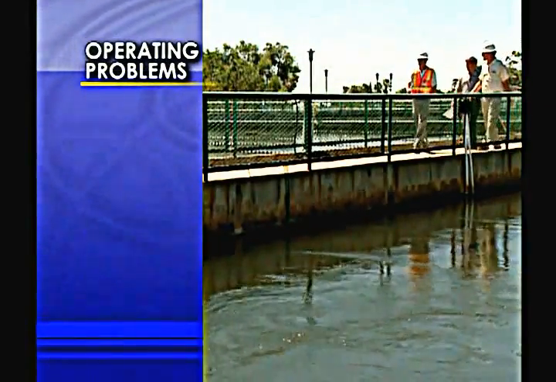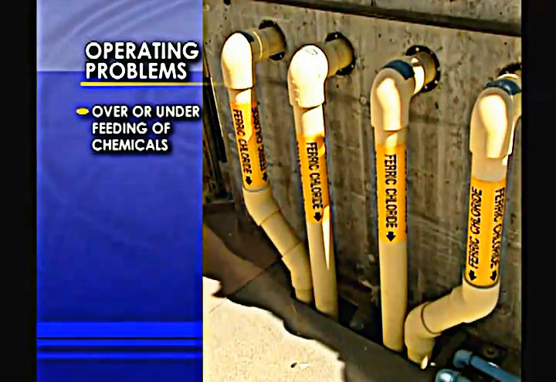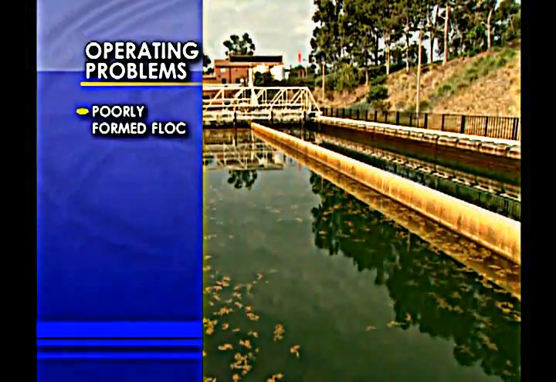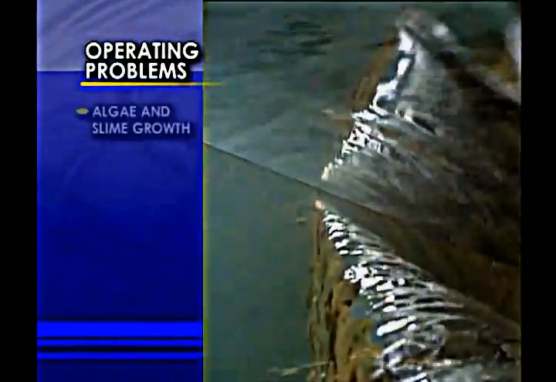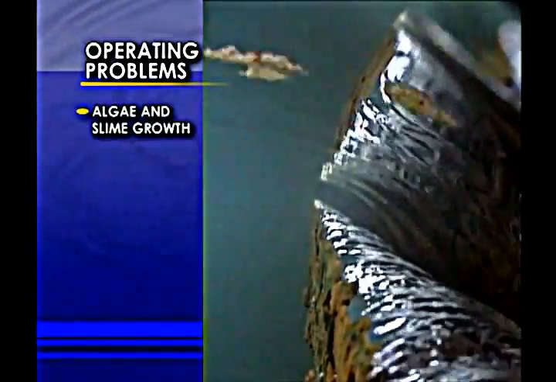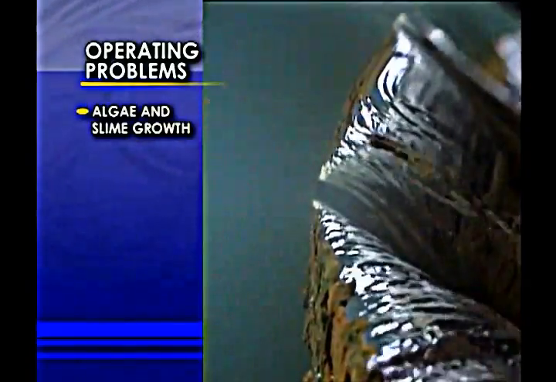Possible factors that can cause operating problems include over or underfeeding of chemicals, poorly formed floc which isn't settling well and is being carried out of the sedimentation basin and into the filters, and algae and slime growth, which is a potential problem in open, outdoor basins but can be controlled by chemical treatment. Wind can also cause problems in open basins by creating currents.